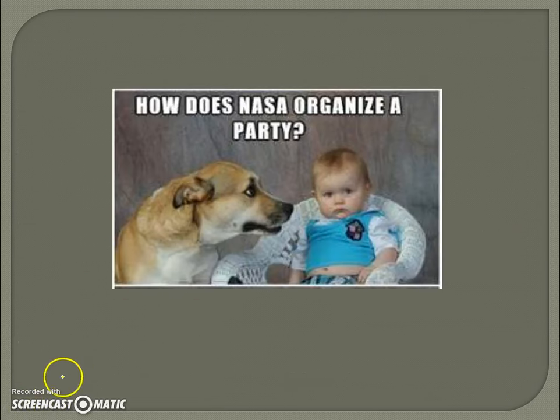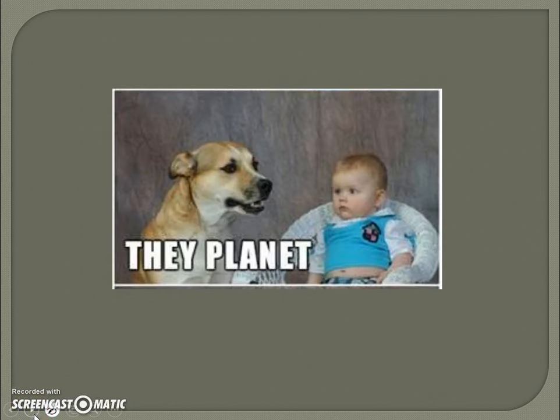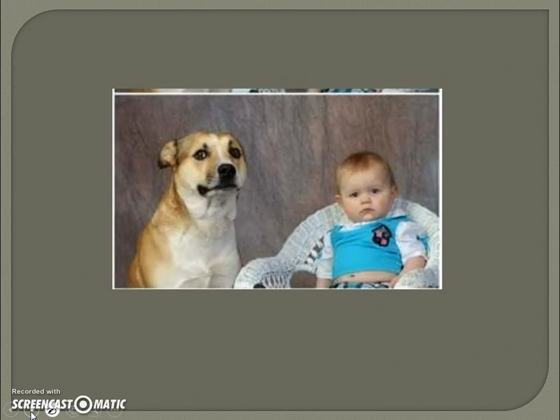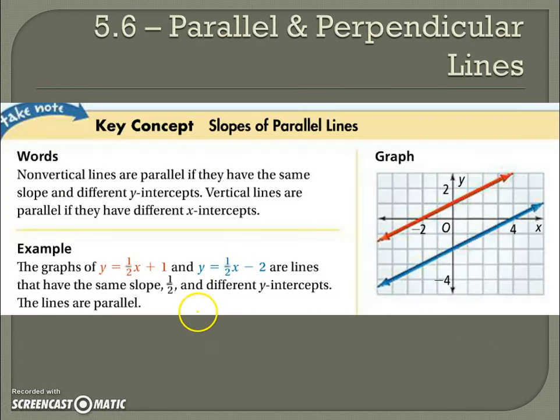Here's our daily funny. How does NASA organize a party? They plan it. I love the look of that dog. That's hilarious.